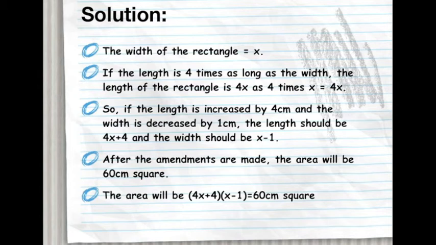So first, the width of the rectangle, as all of us know, equals x. If the length is 4 times as long as the width, the length of the rectangle is 4x, as 4 times x equals 4x. So, if the length is increased by 4 cm and the width is decreased by 1 cm, the length should be 4x plus 4 and the width should be x minus 1. After the amendments are made, the area will be 60 cm square. The area will then be (4x plus 4) times (x minus 1) equals 60 cm square.